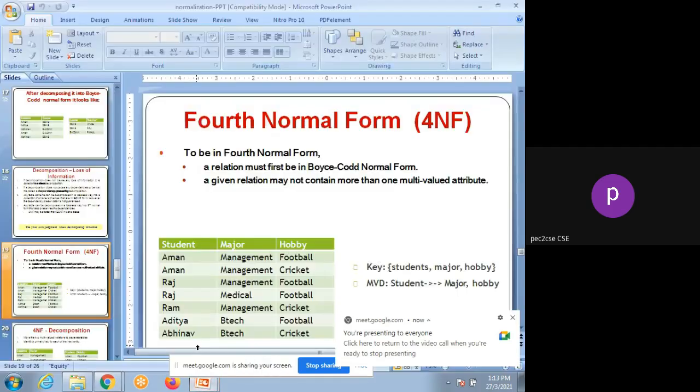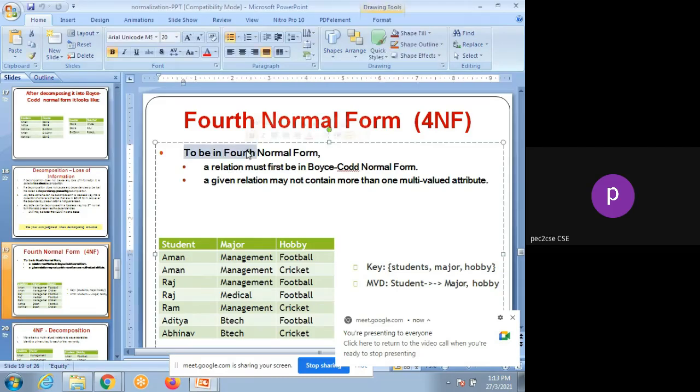So we are going to see the fourth normal form. What does the fourth normal form say? A table must be in BCNF. If you want any table to be in fourth normal form, two requirements are there.